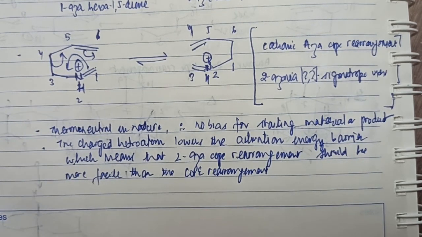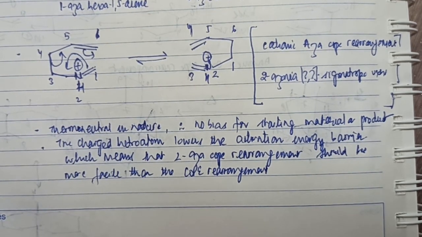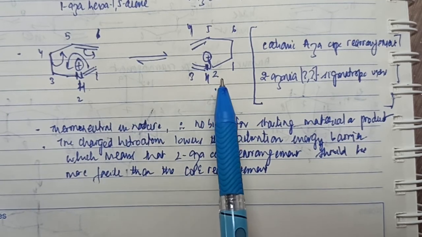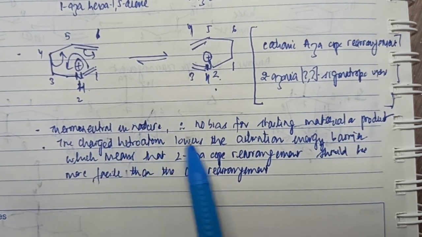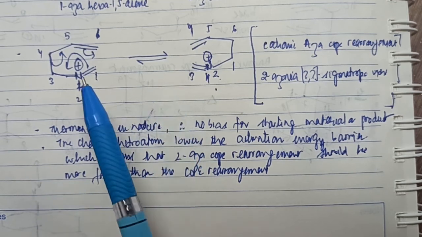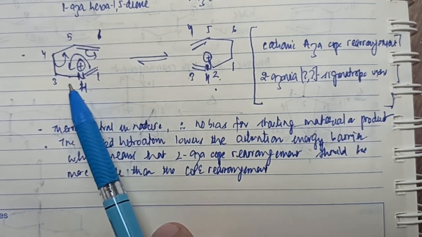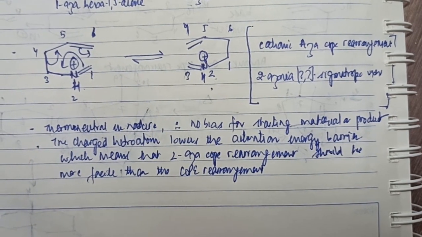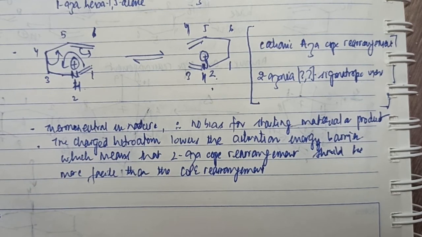Hence azacope rearrangements are faster than the cope rearrangement because, one, the azacope rearrangements have similar kind of reactant and product. That means if this is positively charged, this is also positively charged, therefore they are thermoneutral in nature, no biasing for the reactant or the product. Moreover, the presence of the charge on the nitrogen atom makes this molecule a bit unstable and further lowers the activation energy barrier, making this reaction proceed faster. In fact, practically speaking also, the azacope reactions are far faster than the cope rearrangement because of the positive charge on the nitrogen atom.